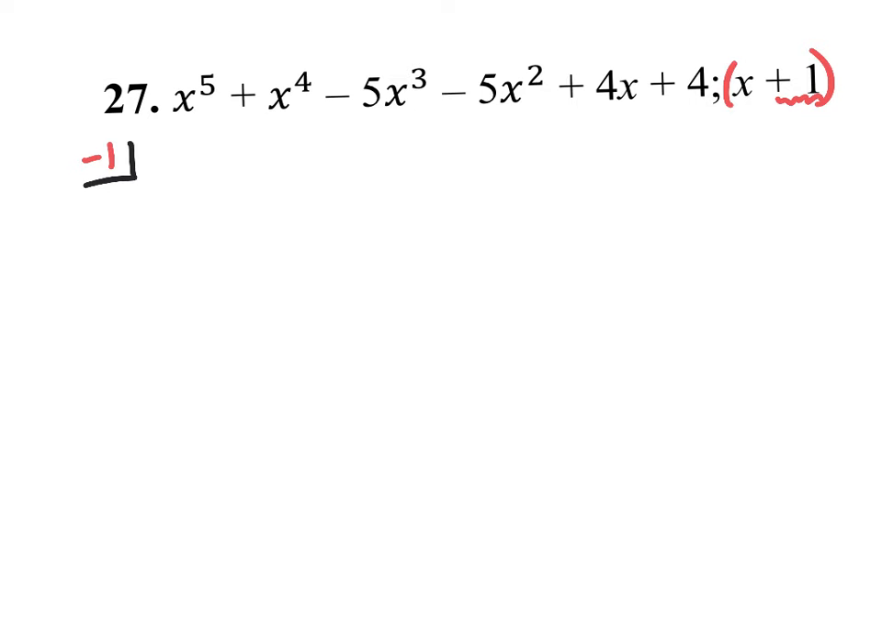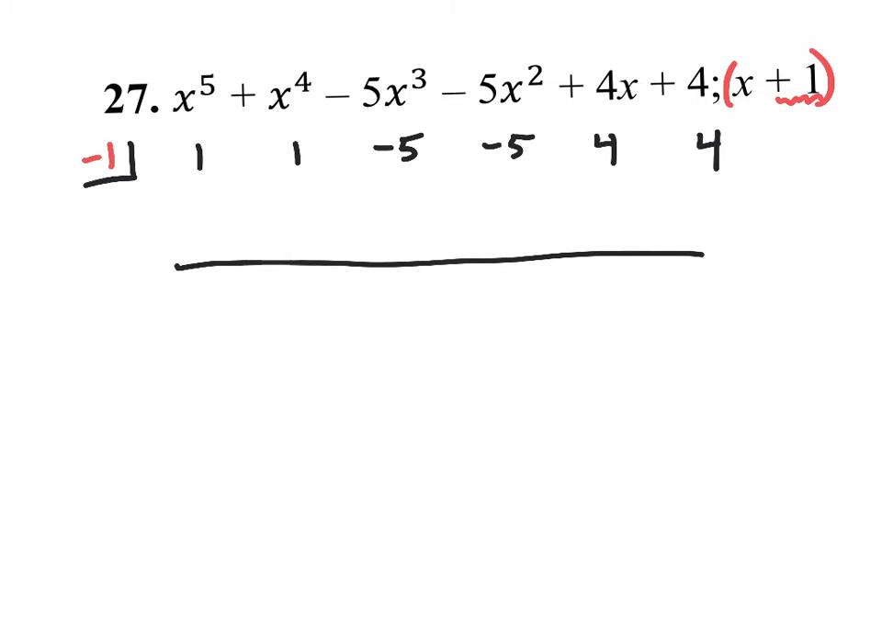Let's make a list of our coefficients. In front of the x to the 5th is a 1. In front of the x to the 4th is a 1. In front of the x to the 3rd is a -5. In front of the x to the 2nd, it's a -5. In front of the x is a 4. Actually, the constant is also a 4. So man, this is a long one.